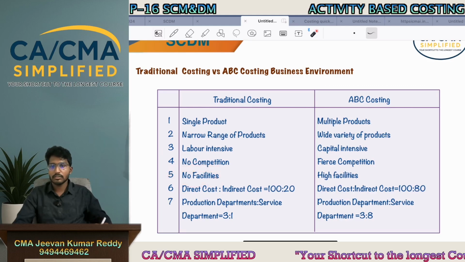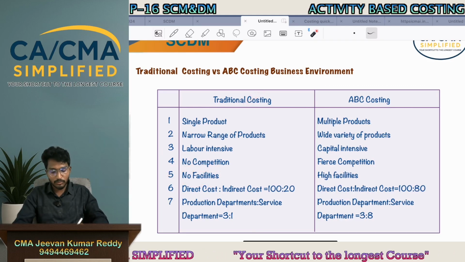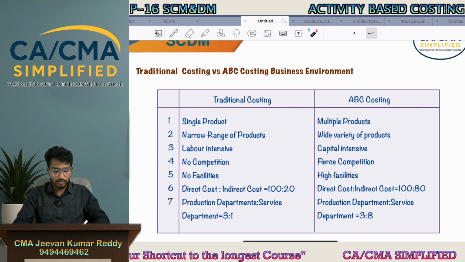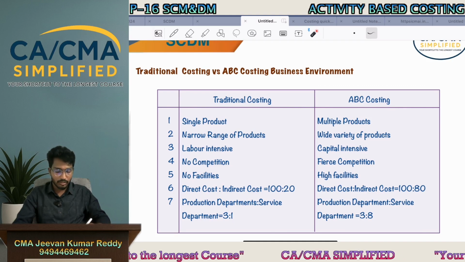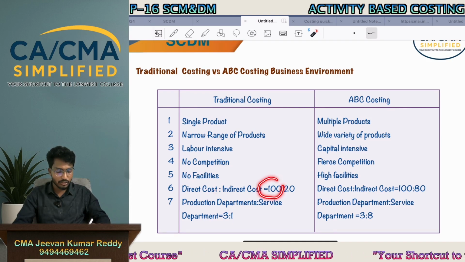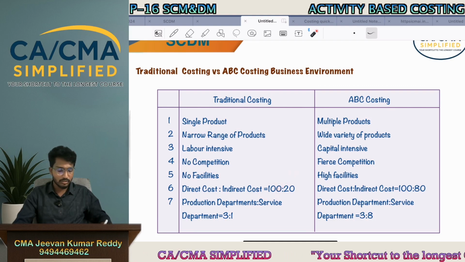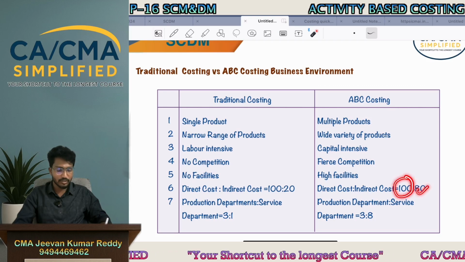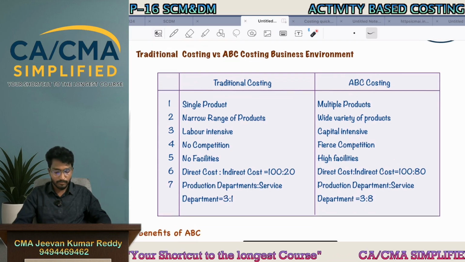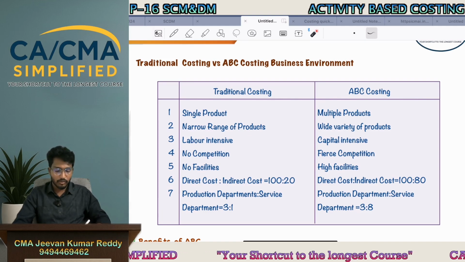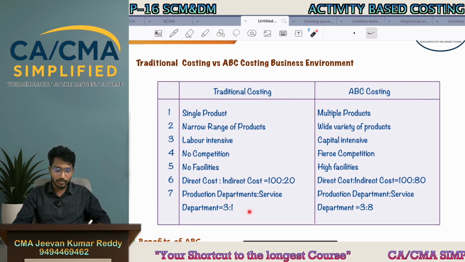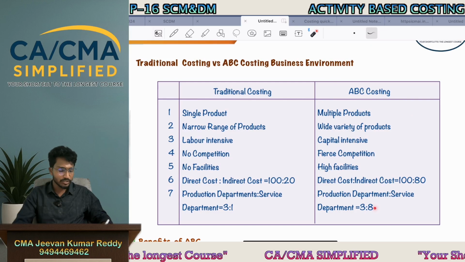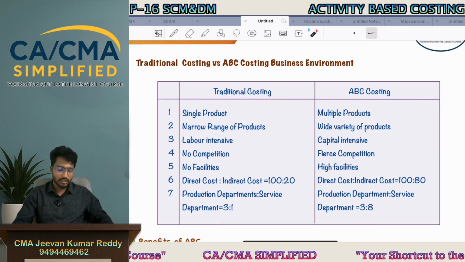The traditional costing system is used when there are no facilities. Activity based costing is used when there are high facilities. Next, direct to indirect cost. When a large portion of total cost is direct cost, we use the traditional costing system. When a large portion of your cost consists of both direct and indirect cost, we use the activity based costing system. Production department to service department. Whenever there are more production departments and fewer service departments, we use the traditional costing system. When production departments are fewer and service departments are more, we use the activity based costing system.